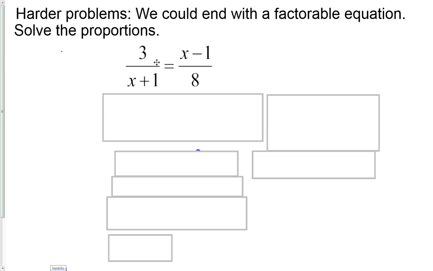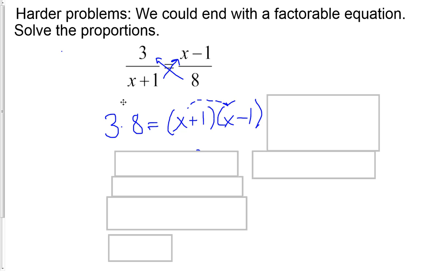A couple more of these. 3 over x plus 1 equals x minus 1 over 8. Cross multiply. And this time we're going to be using square roots, but we also have a little more multiplying to do. So 3 times 8, 24, equals x plus 1 times x minus 1.